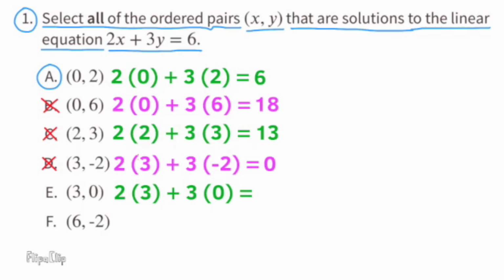2 times 3 is 6, and 3 times 0 is 0, so 6 plus 0 equals 6, so the ordered pairs for E are a solution. F. Substitute the x with the 6 and the y with the negative 2. It would read 2 times 6 plus 3 times a negative 2. 2 times 6 is 12, and 3 times a negative 2 is a negative 6, so that's like 12 plus a negative 6, or 12 minus 6, and 12 minus 6 is 6. The ordered pairs for F are also a solution to the linear equation.